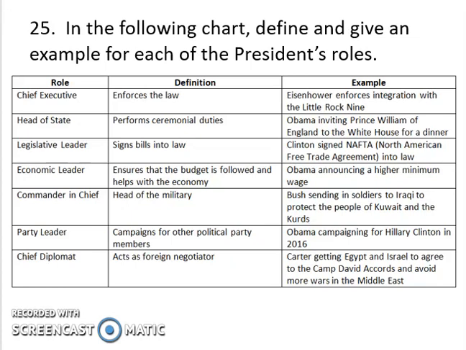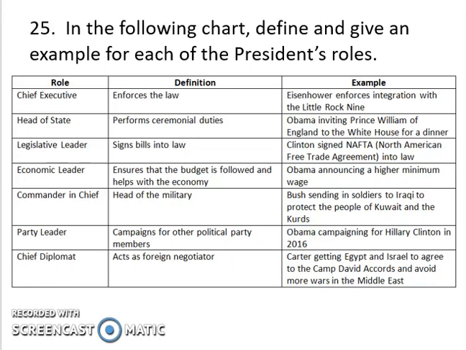Economic leader ensures that the budget is followed and helps with the economy. So this is that economic guardian, economic leader. So President Obama, one of his initiatives was announcing that minimum wage needed to go up, and he said he wanted to see a $15 wage in some of the cities. When you look at Seattle and New York City, you're looking at a very high cost of living, and so minimum wage is meant to give you enough money to live in the city.